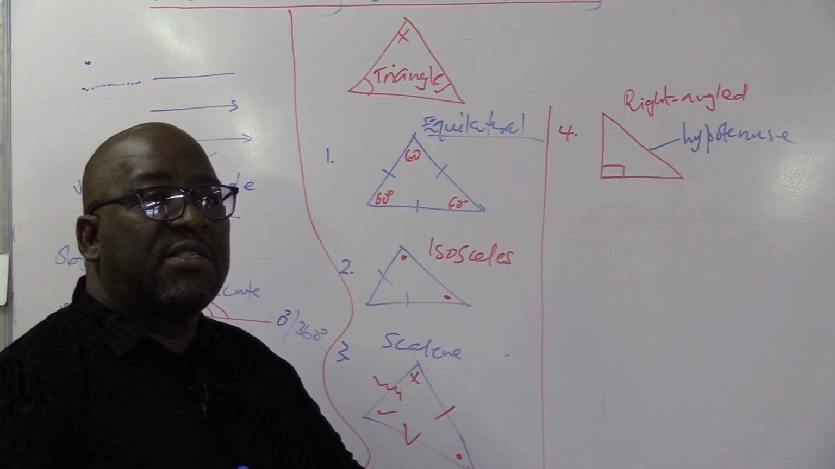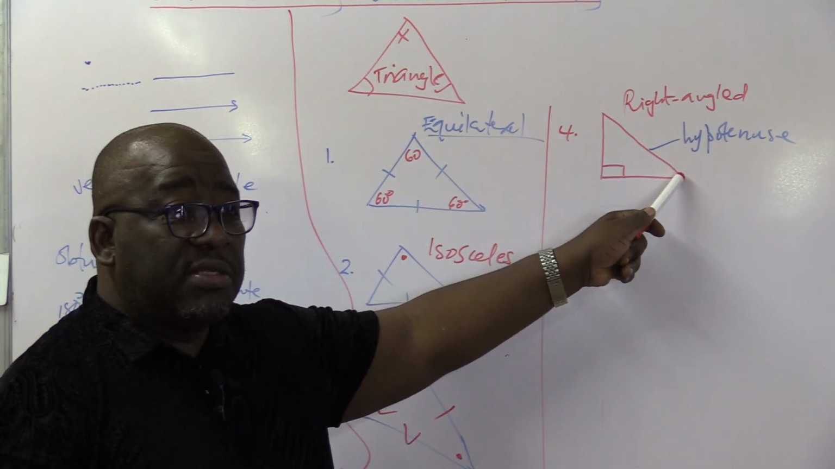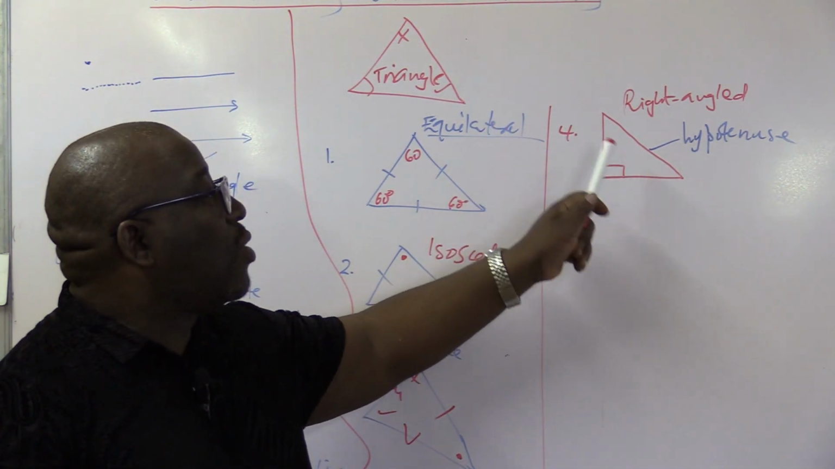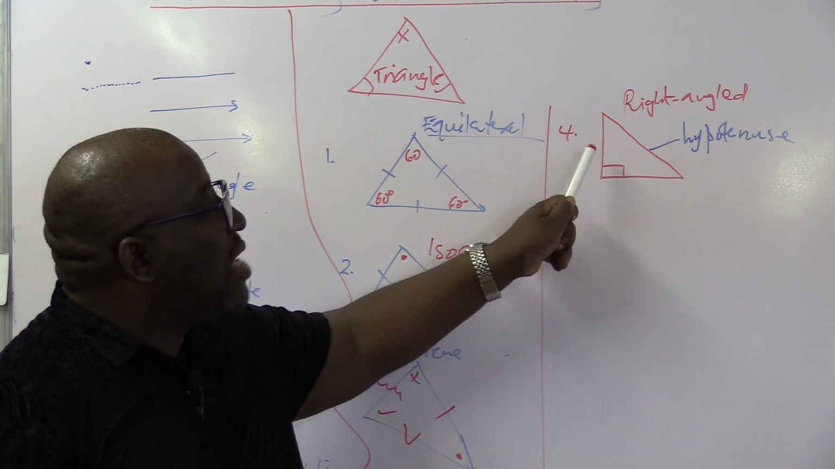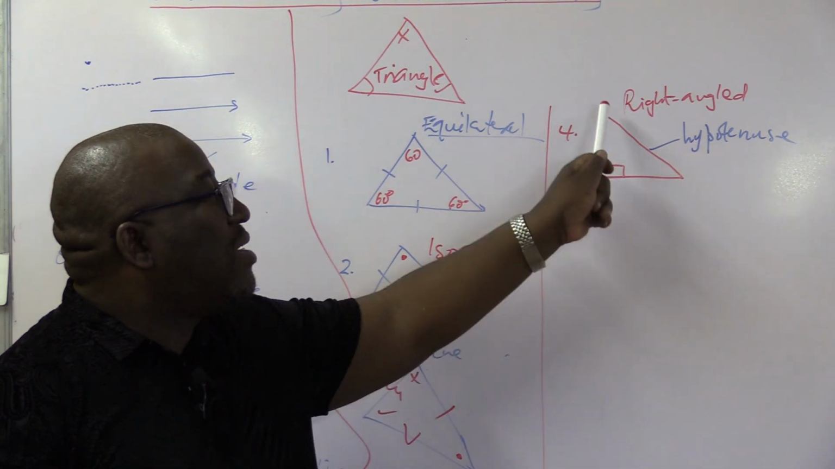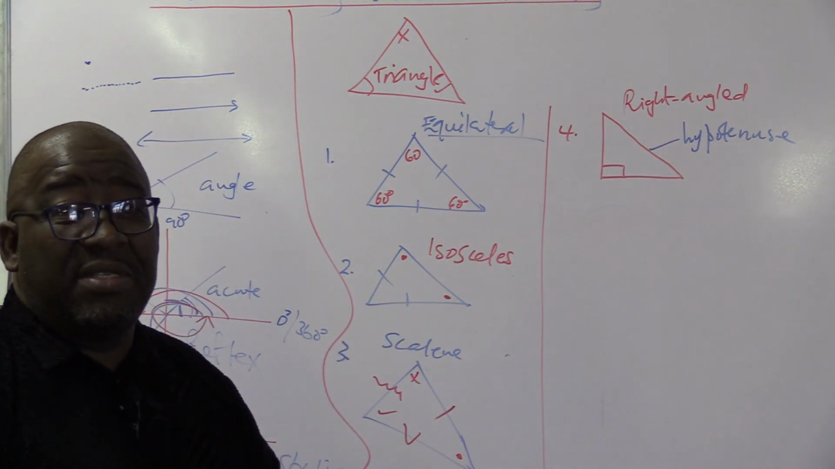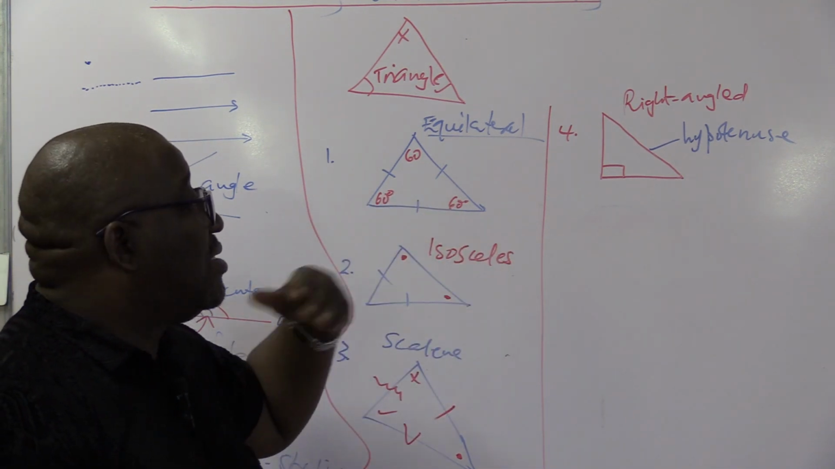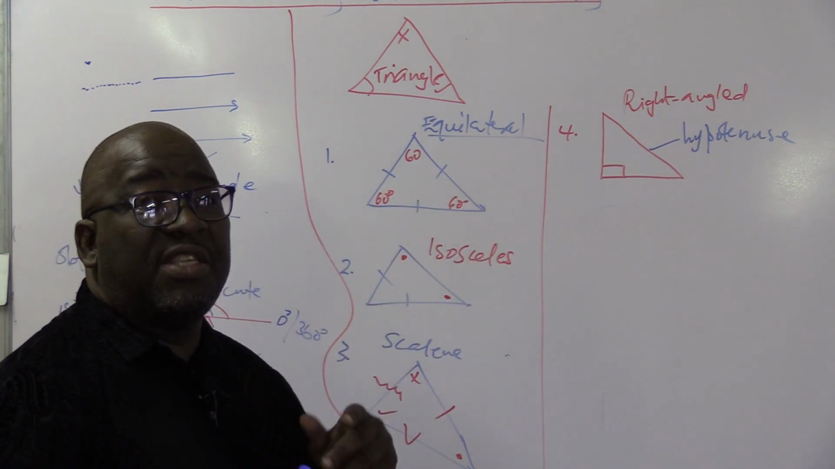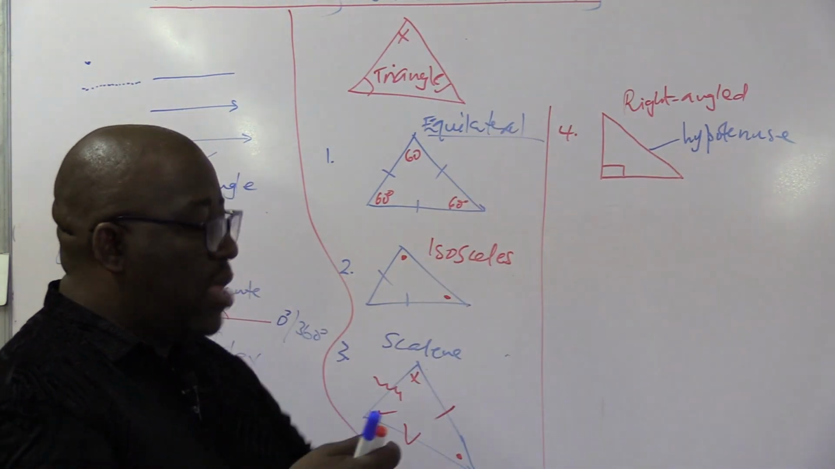Now the theorem says, in a right-angled triangle, the square on the hypotenuse is equal to the sum of the squares on the other two sides. It means that this side squared plus this side squared will be equal to that side squared. That's the theorem of Pythagoras. Pythagoras is the name of the person who discovered this theorem. He said, in a right-angled triangle, the square on the hypotenuse is equal to the sum of the squares on the other two sides.